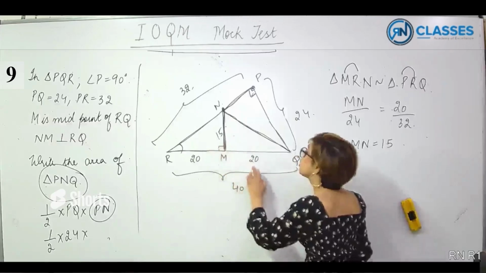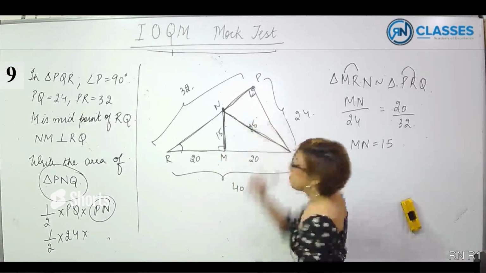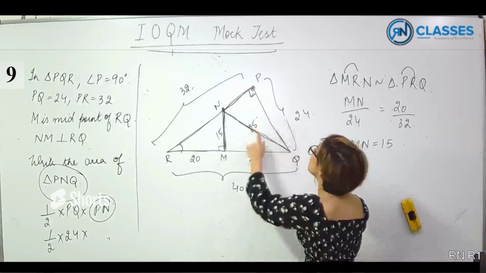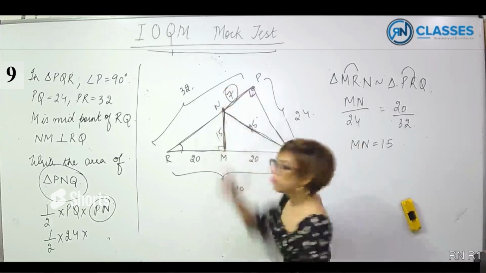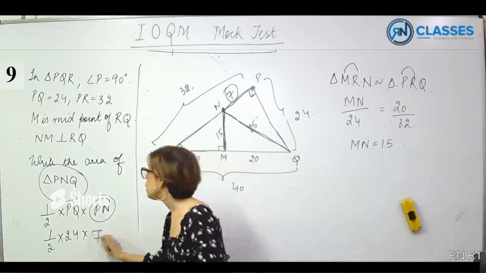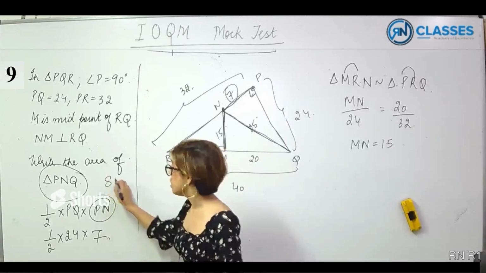This is 15, this is 20. That means this is 25. So, I can shift it. Now, this is 24, this is 25. That means this is 7. Done? Just substitute it and you will get the answer as 84.